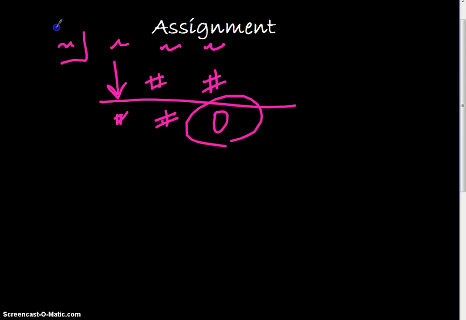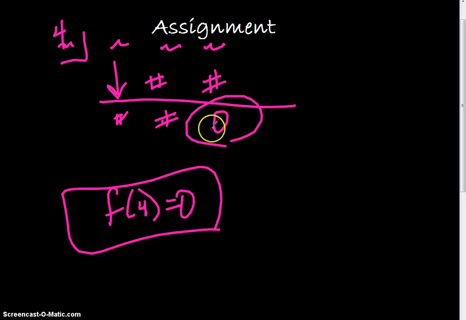Sure, let's pretend that this was f of 4. Your answer would simply be f of 4 equals 0. Okay? It's possible. I don't know if it happens on the homework. I just didn't want it to scare you if it did. All right, if you have any questions, call me over.